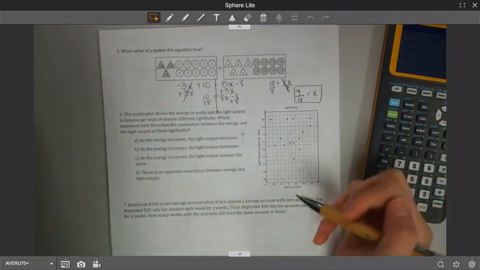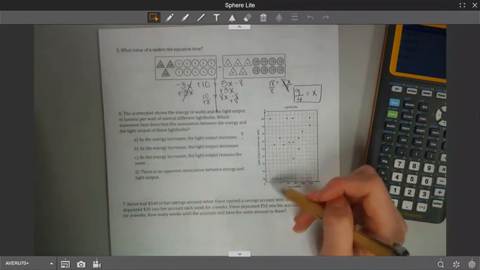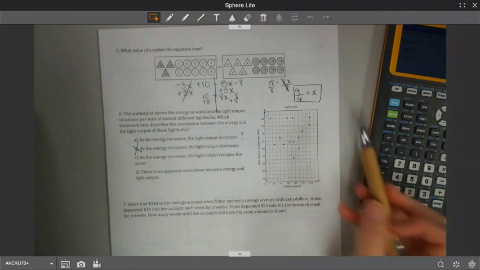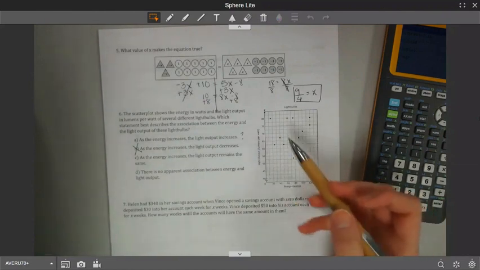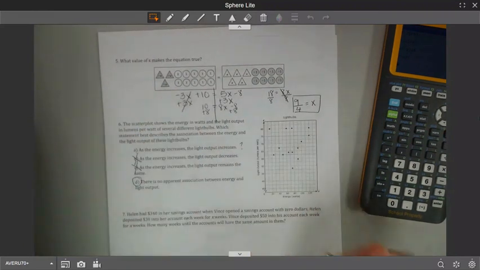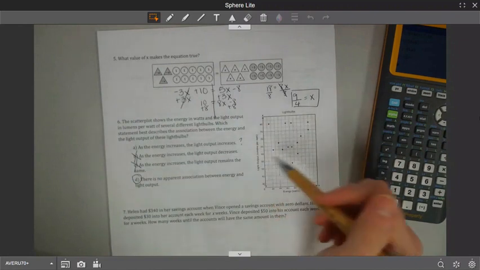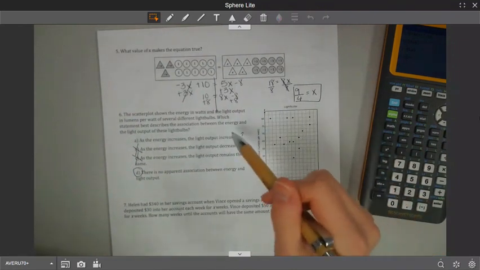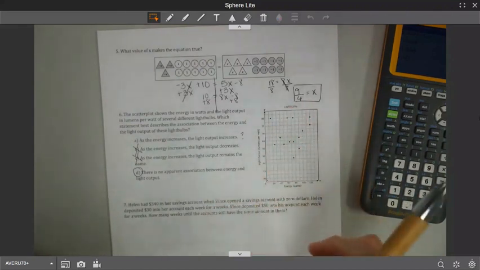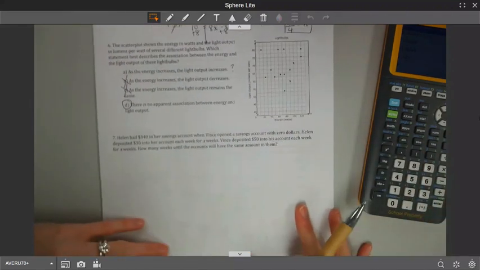As the energy increases, the light output decreases. Well, no, that's not true. The light is definitely going up. As the energy increases, the light remains the same. No, it's kind of all over the place. There is no apparent association between the energy and a light output. I'm much more comfortable with this answer because we have so many dots that are just kind of placed randomly than the first one. So there's no association. It's just kind of an explosion of data.